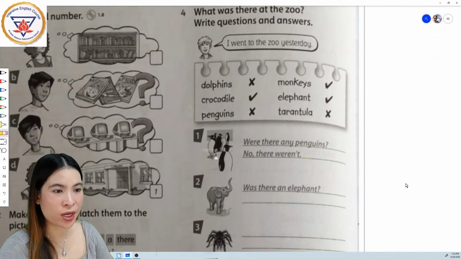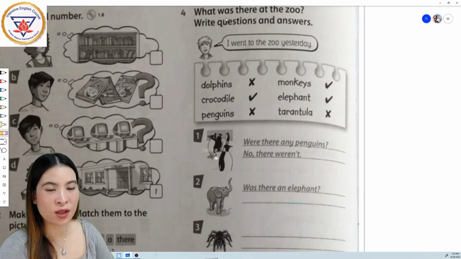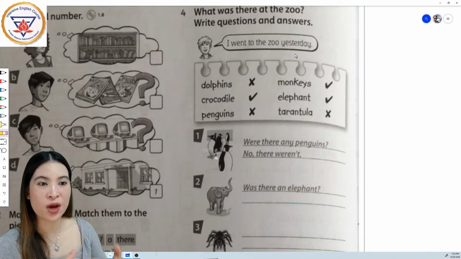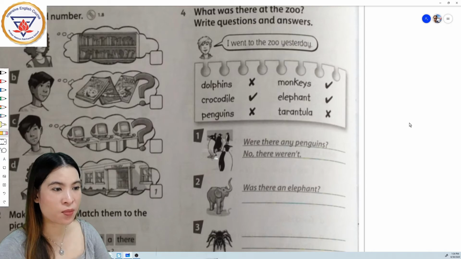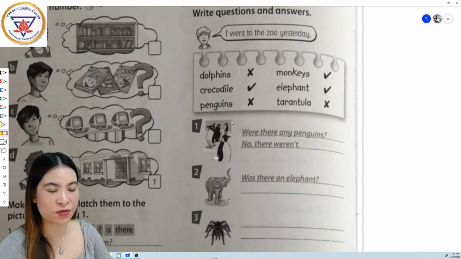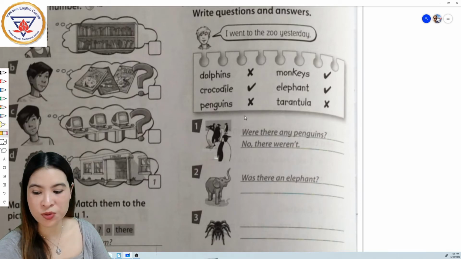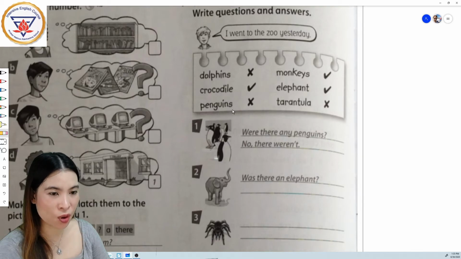Well, you went to the zoo. Ollie says, I went to the zoo yesterday. So you need to ask him a question. Number 1, the picture of the penguin. So, were there any penguins? Look at the penguins and the cross. There is the cross right here. So the answer should be no, there weren't.